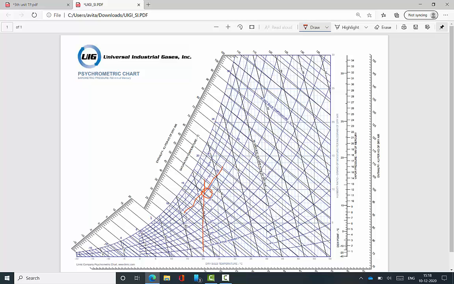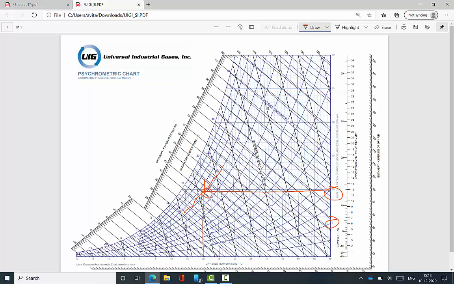From that point, draw a horizontal line. We get the specific humidity value from this. The value is in between 5 and 10. Because that line closely matches 10, I can take 9.9 or 9.8 gram per kg of dry air. You can write that as the answer.